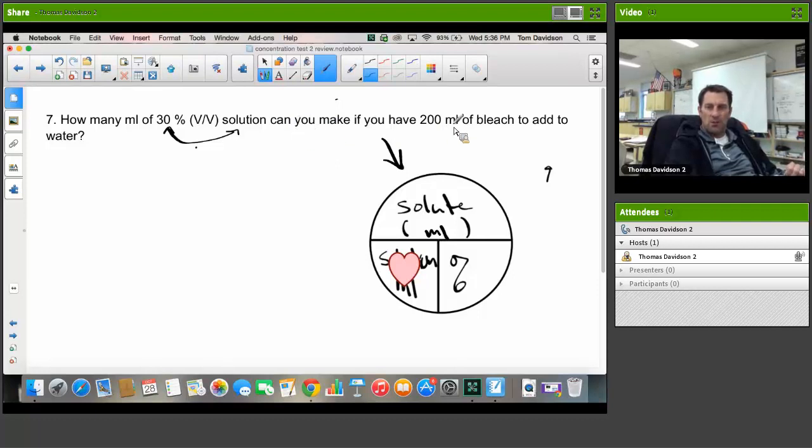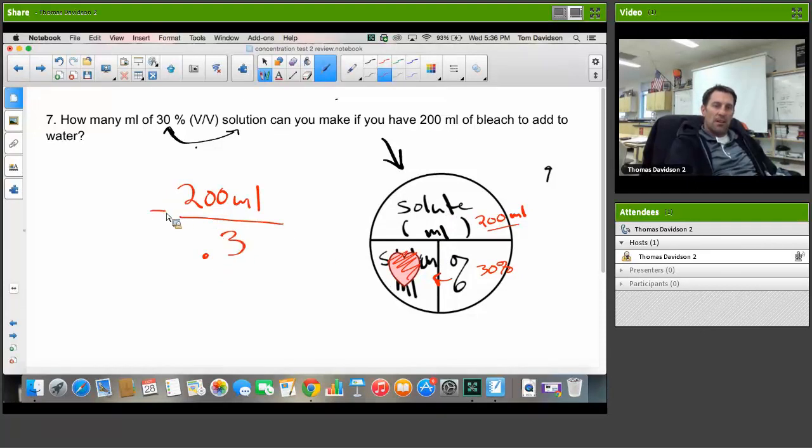How much can you make if you have 200 milliliters of bleach to add to the water? All right, so what it's saying is you're going to add your 200 milliliters of bleach to make a 30% solution. It's asking you how much water essentially you're going to add. So I take my 200 milliliters, and because I covered this up, I'm left with 200 over 30%. But math-wise, 30% is really 0.3. And I end up with 200 divided by 0.3.